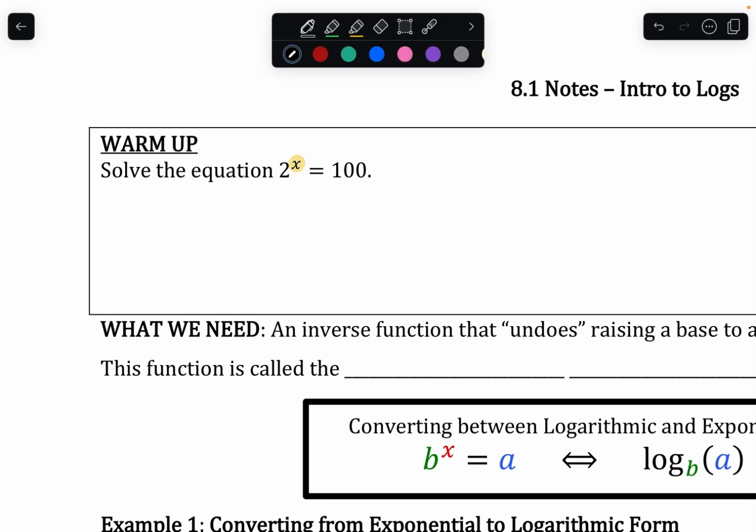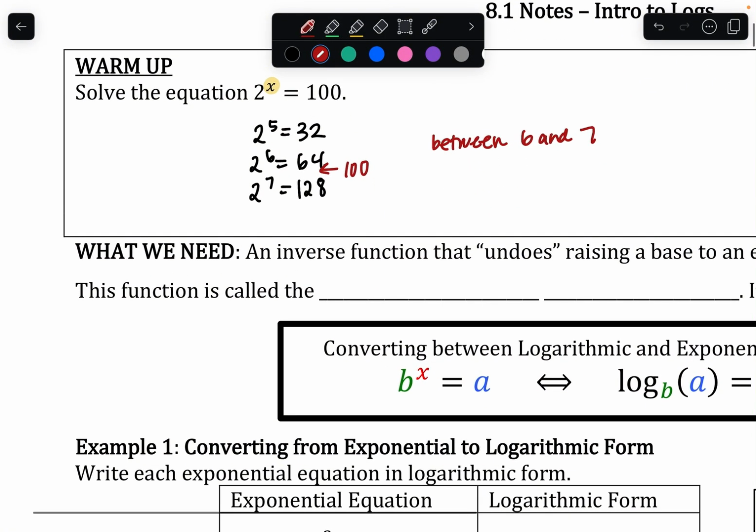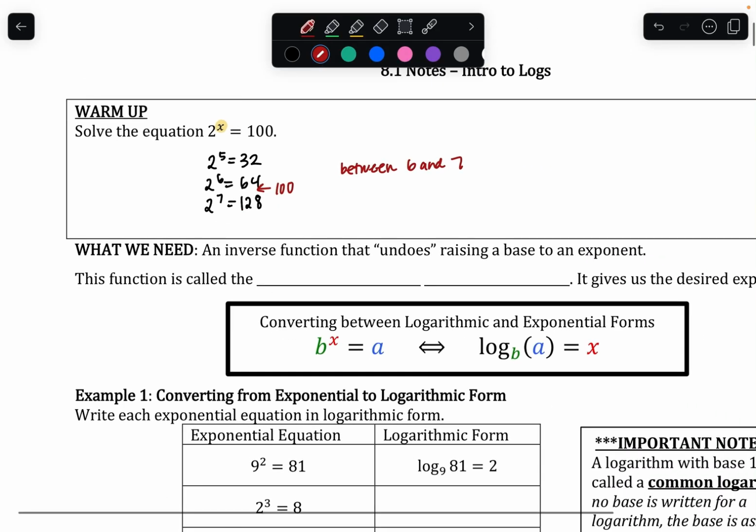And so we could guess and check, knowing that 2 to the 5th is 32, 2 to the 6th would then be 64, 2 to the 7th would then be 128. So the 100 would fall somewhere between 64 and 128. So we know x is not a whole number. So somewhere between 6 and 7. So that's the best we could do without solving.